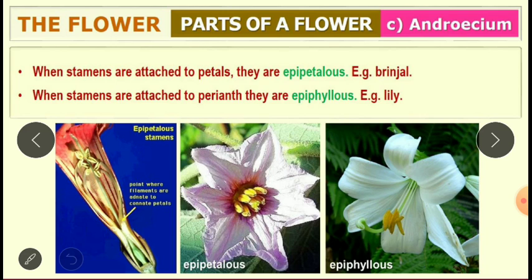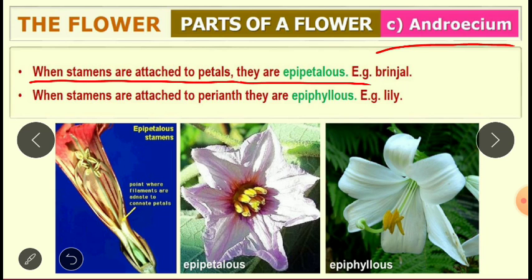Now, coming to the types of androecium, that is the types of the stamens, let us see which are they. When the stamens are attached to the petals, they are called epipetalous. You can see this type of epipetalous in the case of the brinjal plant. The stamens remain attached to the petals, so they are called epipetalous.